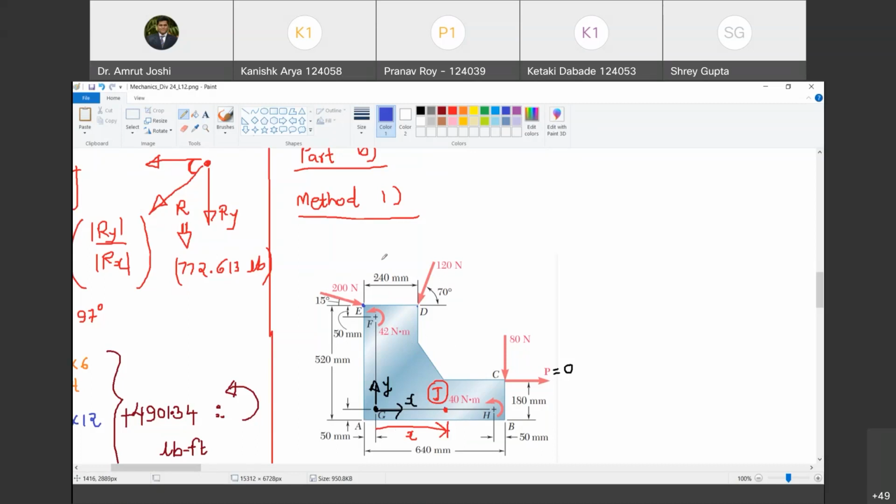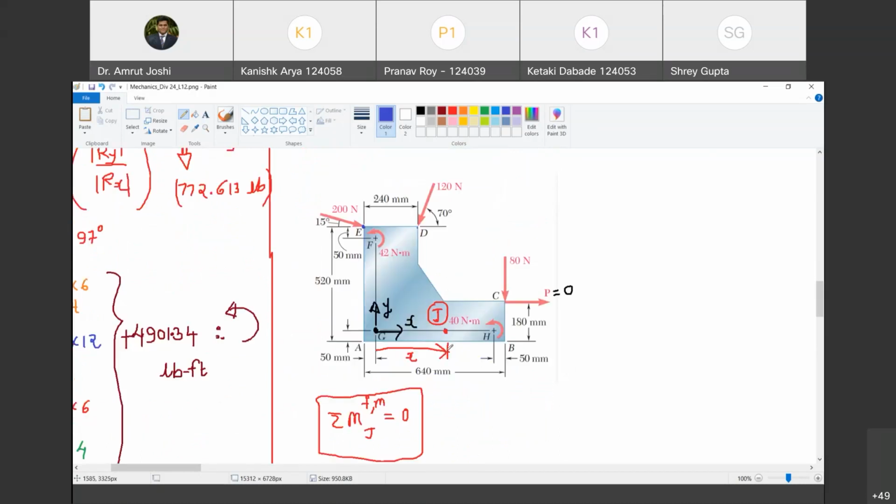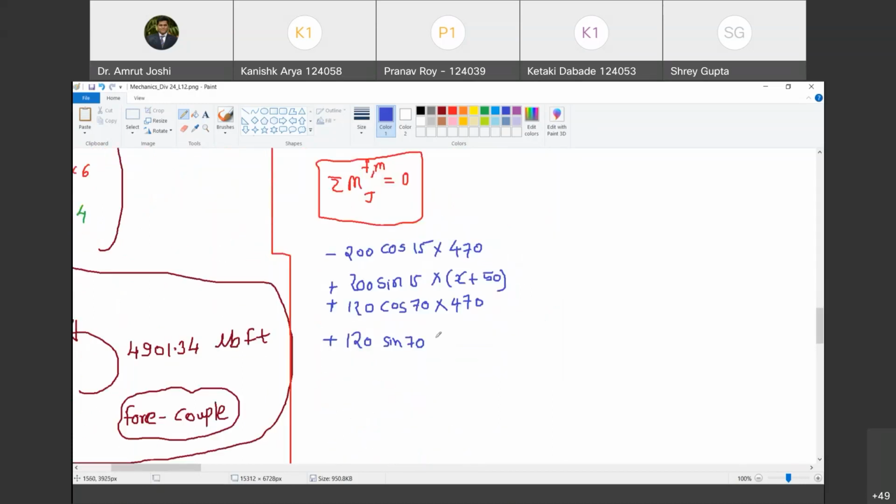So 120 sin 70 multiplied by what distance should I write? Sir, x plus 50, sir. No, no, no. Now we have to find it out. So it should be 240, sir. No, minus 240. It is x plus 50 minus 240. Yes, sir. So I will write x plus 50 minus 240. Happy? Yes, sir. Okay, that is written.